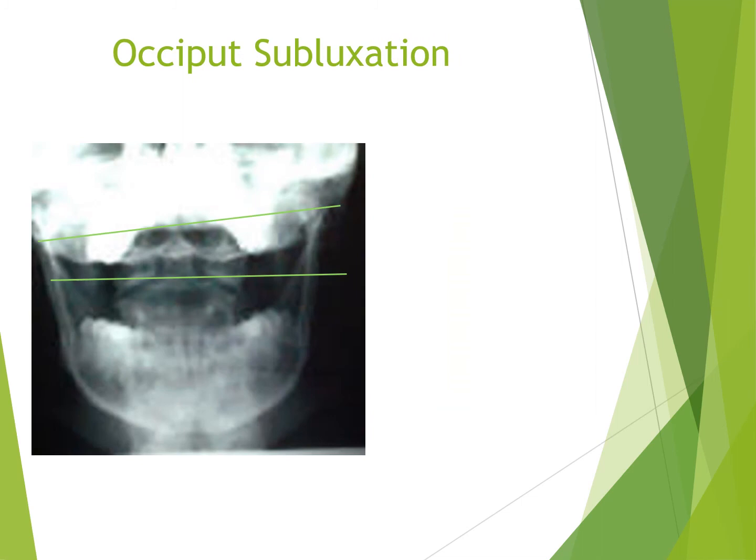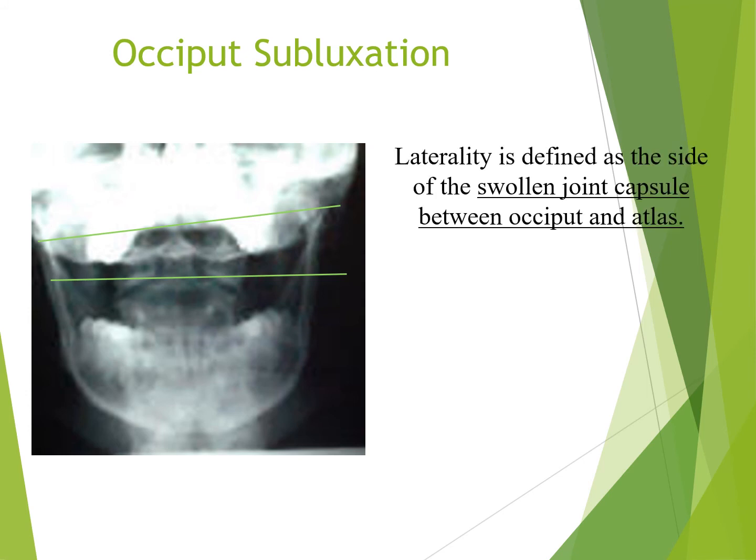Okay, our occiput subluxation. In our occiput subluxation, similar to what we did at atlas, we have to determine which side has the swollen capsule. And we're comparing occiput to atlas at this time. So we want to know where the open capsule is or which side the wedge is. That also gives us the side of laterality.